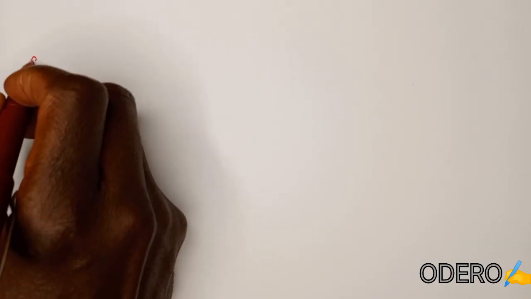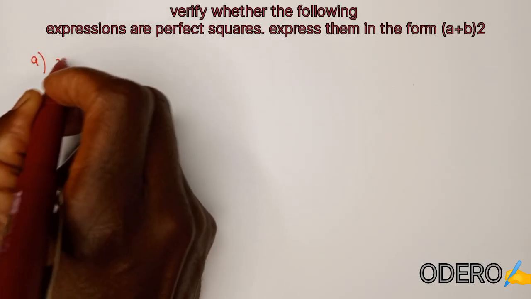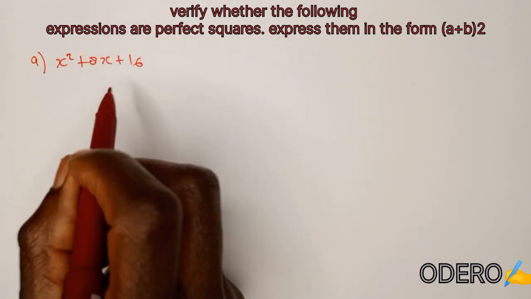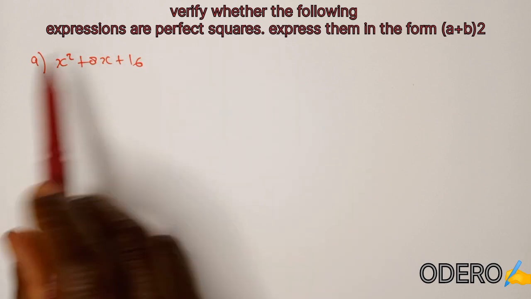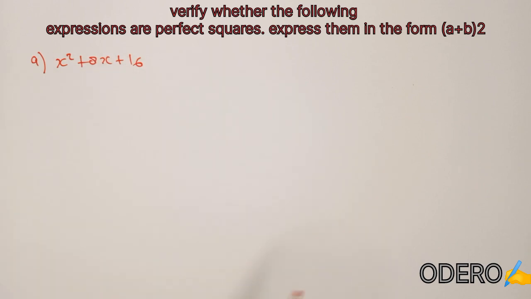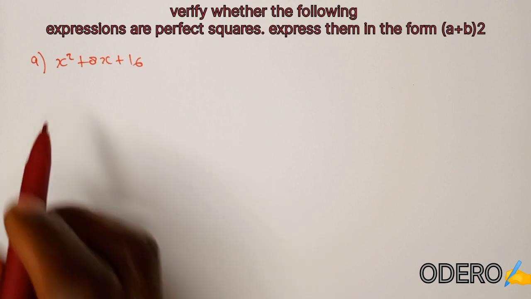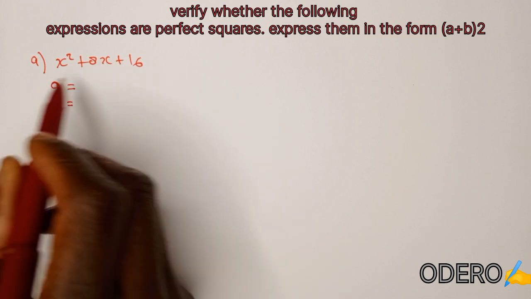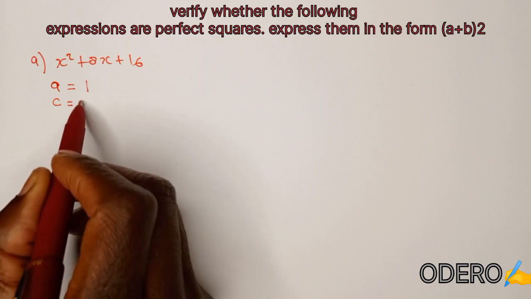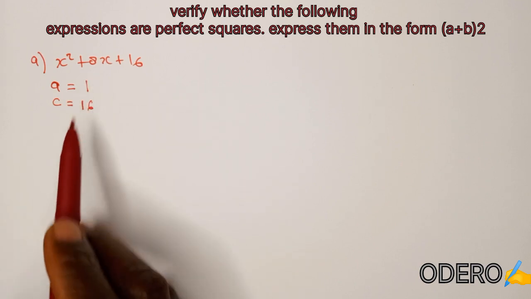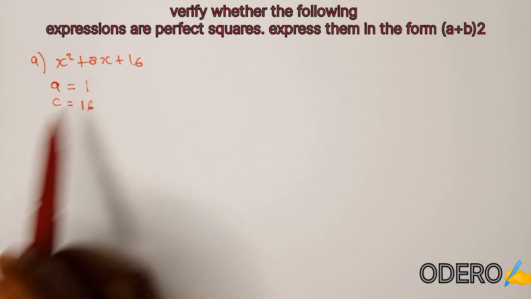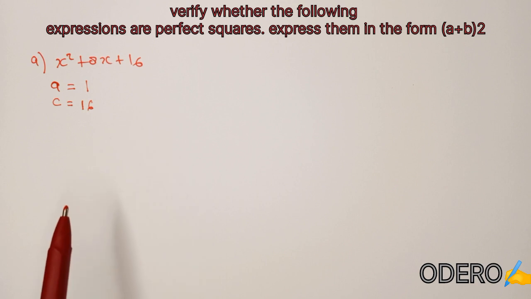We are given x squared plus 8x plus 16. We are told to verify whether this expression is a perfect square. To know if it is a perfect square, the first thing I do is check what A and C are. Our A is 1 and our C is 16. These two are perfect squares, because the square root of 1 is 1 and the square root of 16 is 4, so their square roots are exact numbers.